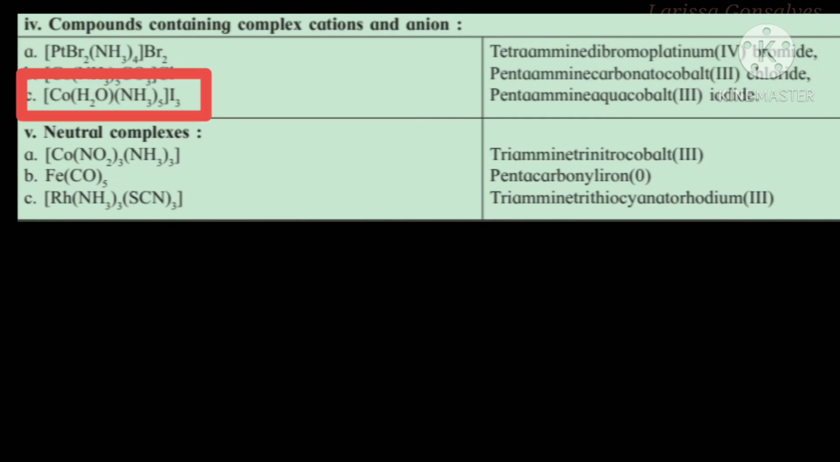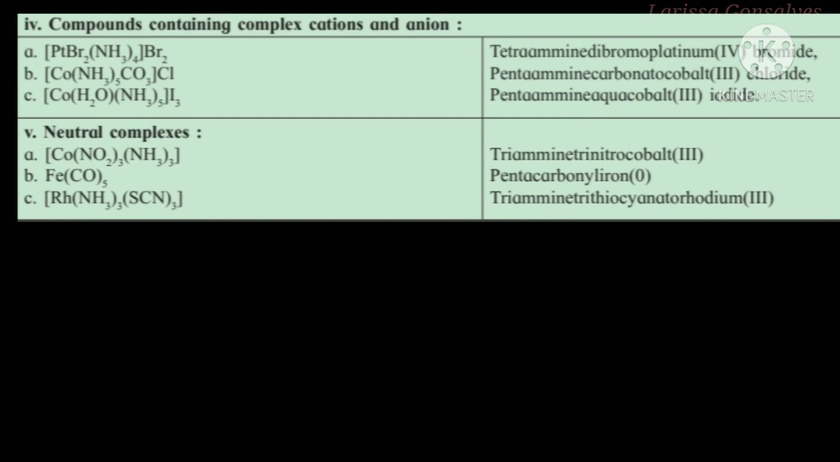The next example is inside the coordination sphere we have Co(H2O)(NH3)5, and outside the coordination sphere it is I3. So now again we have two types of ligands, that is aqua and amine. Now you will get a little confused since both the ligands are starting with the same alphabet, that is A. So now look at the second alphabet. For amine it is M and for aqua it is Q. So in this case we will write amine first. So pentaamineaquacobalt, then the oxidation state, that is 3, iodide.